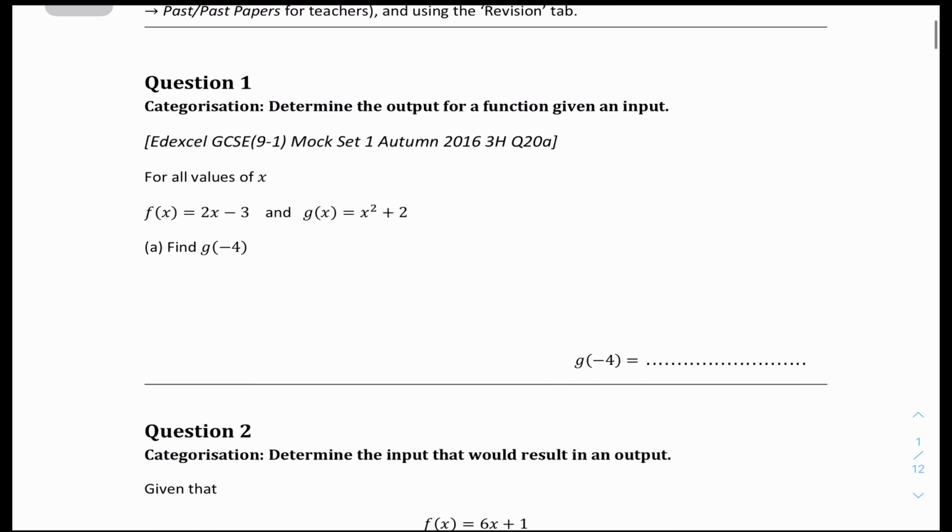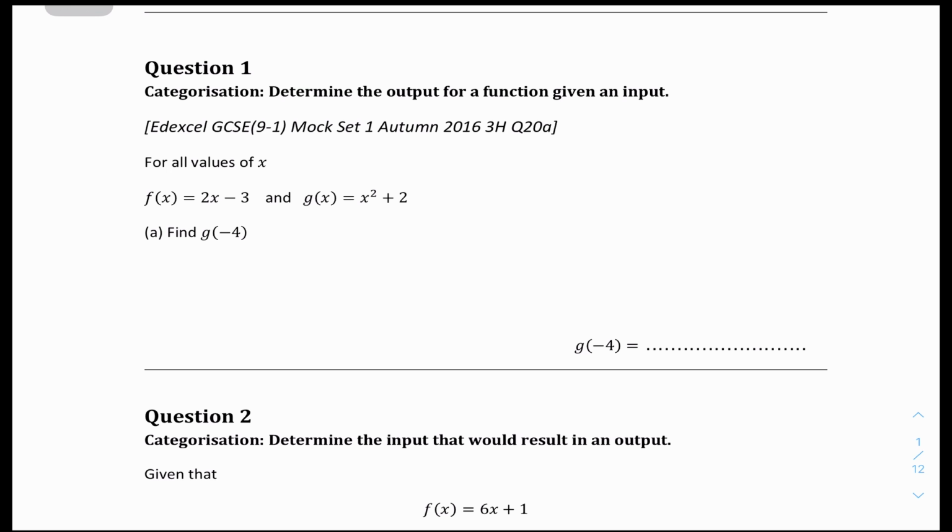And moving on to the first question. For all values of x, we have this f of x function and g of x function. Find g of minus 4. So it's quite straightforward how to find this value right here.